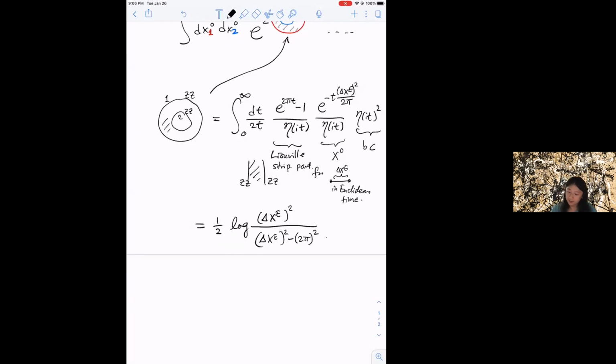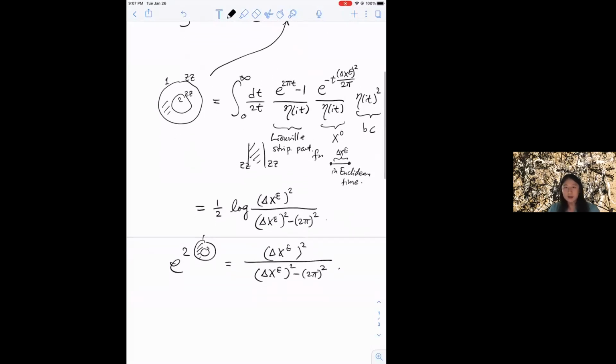That's the answer. So if you exponentiate this twice, you just get this factor: delta x Euclidean squared over delta x Euclidean squared minus 2 pi squared. This is the open string one loop contribution to the instanton measure. That's kind of interesting. It depends on the separation of these two instantons in Euclidean time. And it's nice that it goes to 1 when they're far separated. So asymptotically, they just look like two separate instantons.